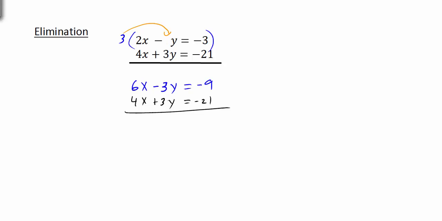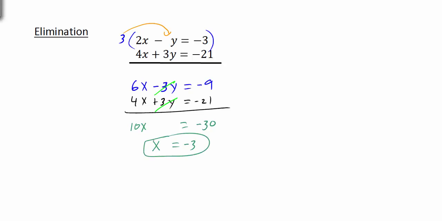So here, we're going to get 6x plus 4x. We're going to add the two equations together. That's going to give us 10x. -3y, +3y, they're going to cancel out. -9 and -21, that's going to be -30. So 10x equals -30. If we divide by 10, x equals, once again, -3.